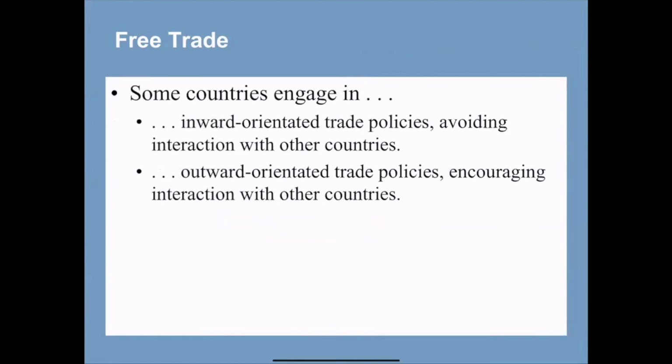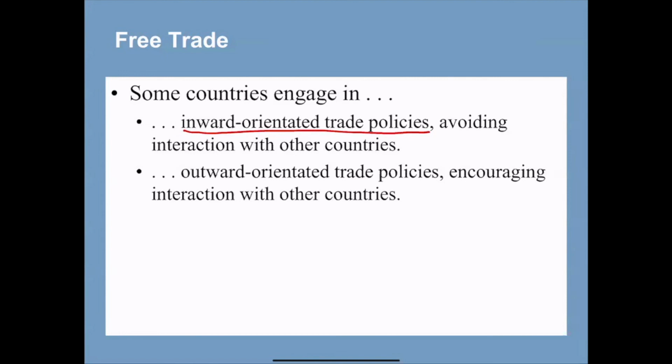And there are two kinds of policy towards free trade. Some countries may adopt the policy called inward-oriented trade policy. What is inward-oriented trade policy? It's like a country that does not want to interact with other countries, like they tend to lower the interaction. So it's like they do not close the economy, but they try to protect and they care about domestic production.